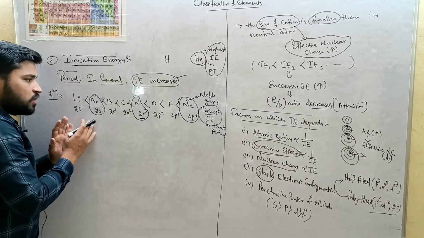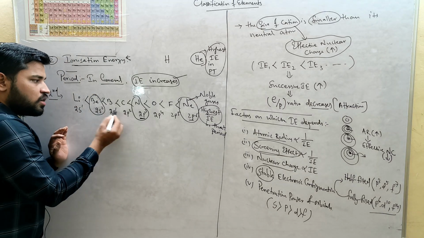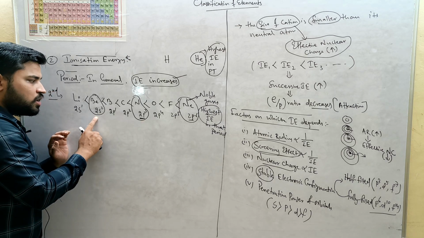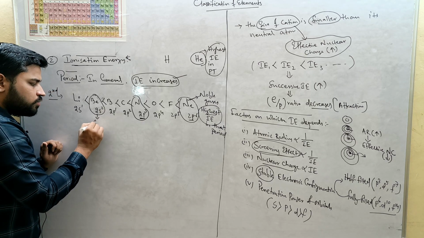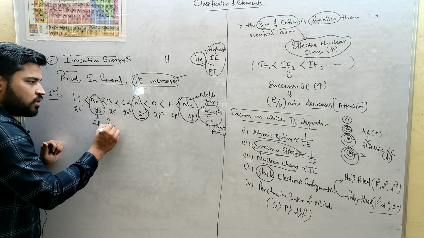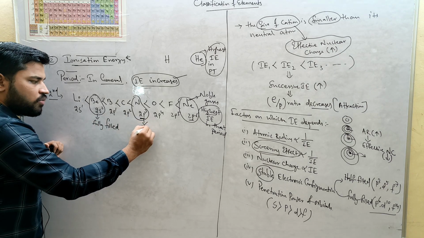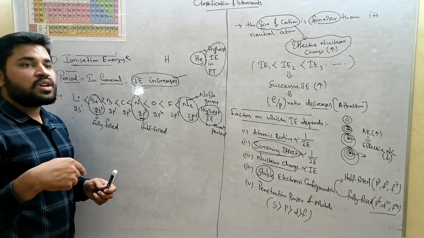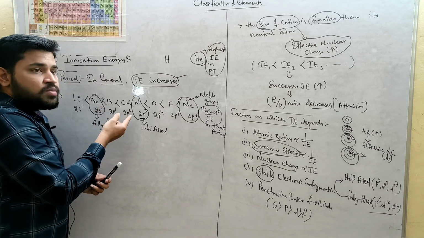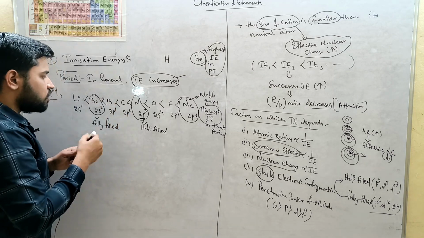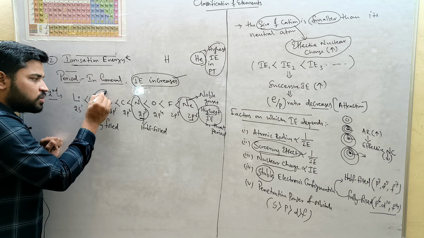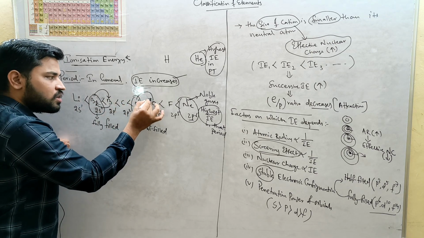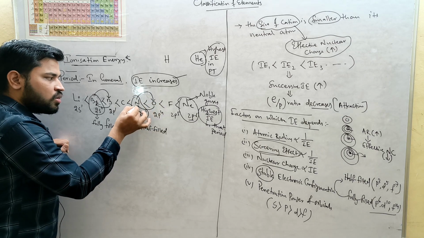So in the second period, you can see the exceptions beryllium and nitrogen. In beryllium, the subshell is fully filled, while in nitrogen, it is half filled. These are more stable, so their ionization energies are just more than their succeeding element. Beryllium's ionization energy will be just more than boron. Similarly, nitrogen's ionization energy will be just more than oxygen.